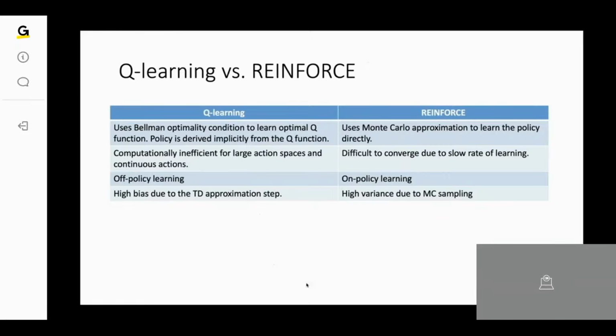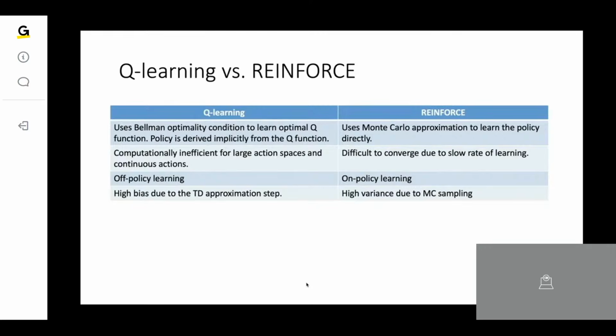So rather, what we have is a comparison between Q-learning and reinforce. Just a recap. Q-learning uses the Bellman optimality condition to learn the Q function, and the policy is derived implicitly from the value function, the optimal value function. Whereas reinforce learns the policy directly using an MC approximation.